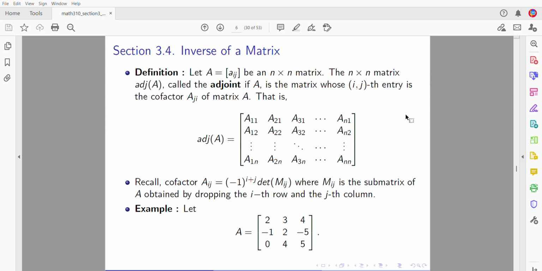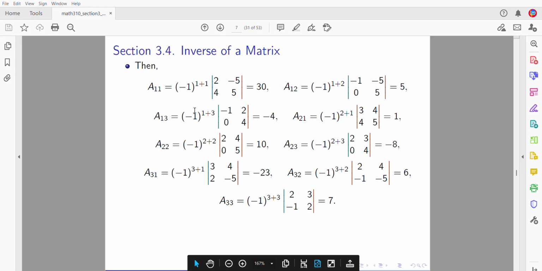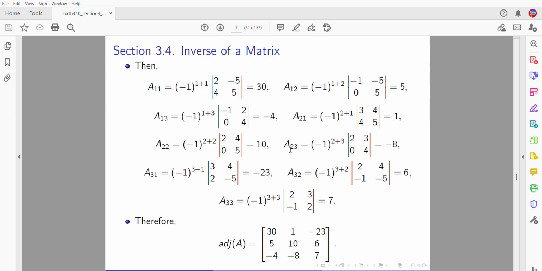Okay, so I have done it for every single location. You will have to check for yourself, make sure you do. You get these entries, all these cofactors for every entry. There are 9 such. Now arrange them. A11 here. Instead of A21 there, you have A12 there. So A12 is here. Let me move my cursor away so you can see. That's the adjoint matrix of A.